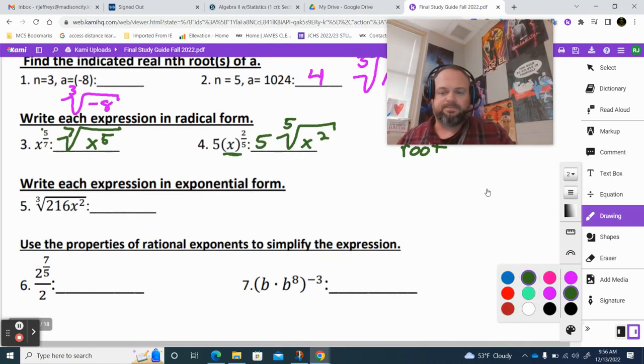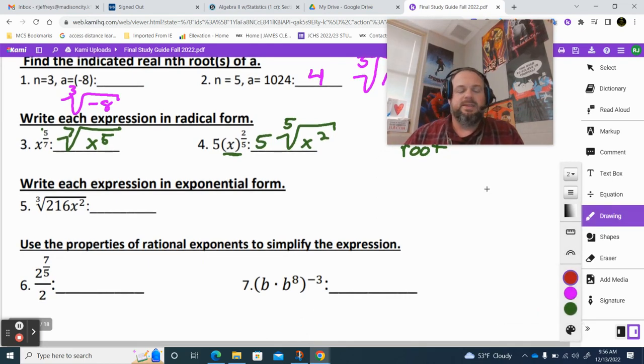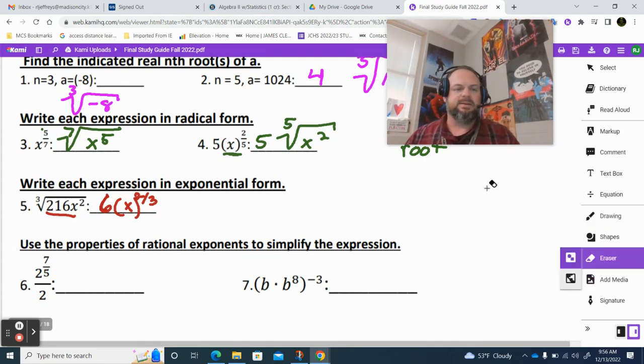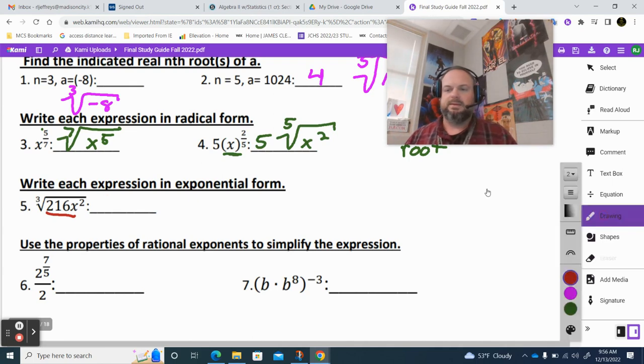This one, we could actually take the cube root of 216. This would be 6 x to the 2/3, and you could put that in the parentheses. I need to clean that up. That's kind of gross.